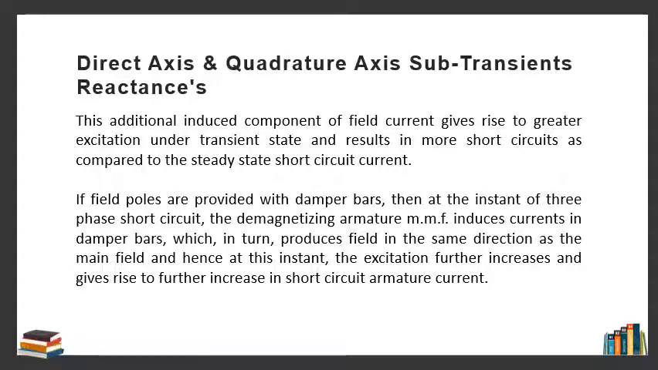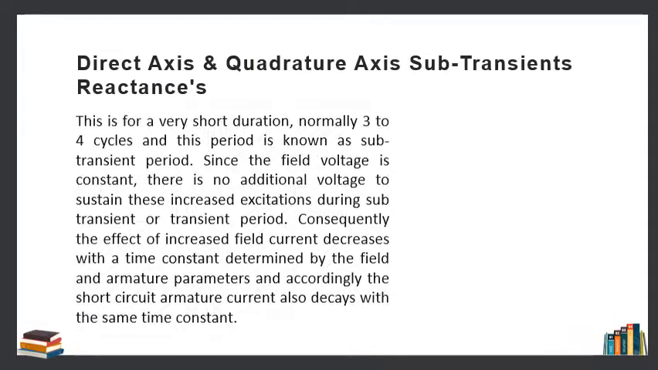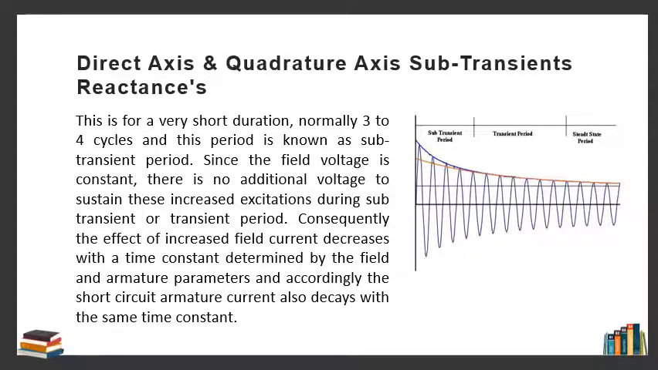If the field poles are provided with damper bars, then at the instant of three-phase short circuit, the demagnetizing armature MMF induces current in the damper bar, which in turn produces a field in the same direction as the main field, and hence at this instant the excitation further increases and gives rise to a further increase in short circuit armature current. This is for a very short duration, normally 3 to 4 cycles, and this period is known as the sub-transient period.